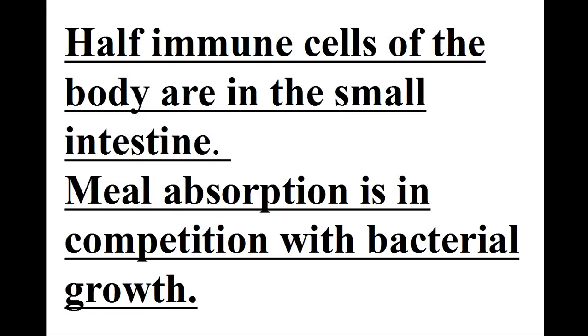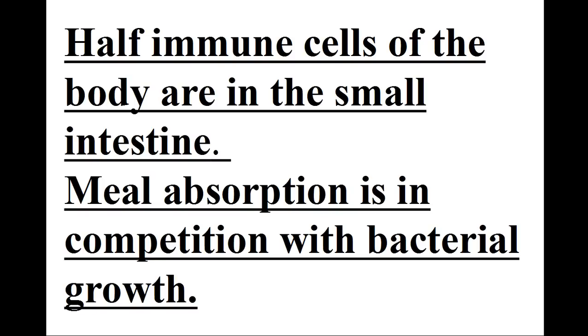In small intestinal mucosa, there are half the immune cells of the body. The above portion in this figure shows an intestinal mucosa in a germ-free animal, and the below portion reports a conventional animal. The immune cell infiltration, immune response, is about 5 to 7 times as high in conventional animals as in germ-free animals. Half the immune cells of the body are in the small intestine.